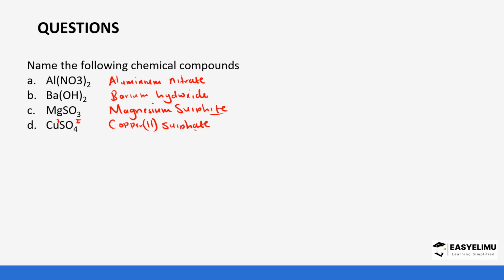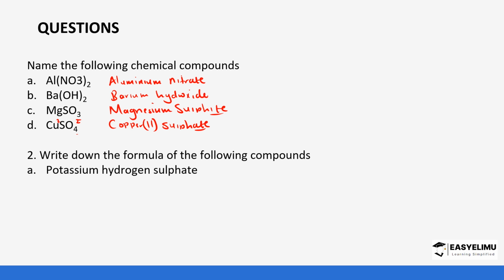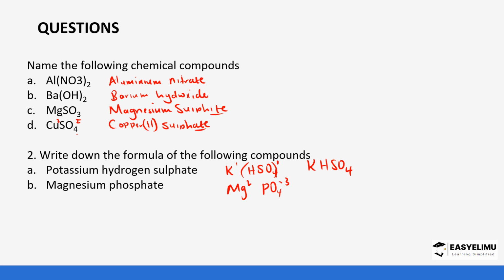And then next question is we write down the formula of the compound. So potassium hydrogen sulfate, potassium valence is 1, hydrogen sulfate, valence is 1. Remember we put bracket, so it becomes potassium hydrogen sulfate. Both of them have the same valence. Magnesium phosphate, so magnesium valence is 2, phosphate valence is 3. So when you crisscross, it becomes magnesium with a 3, and then phosphate in bracket with a 2. We do not remove the bracket.